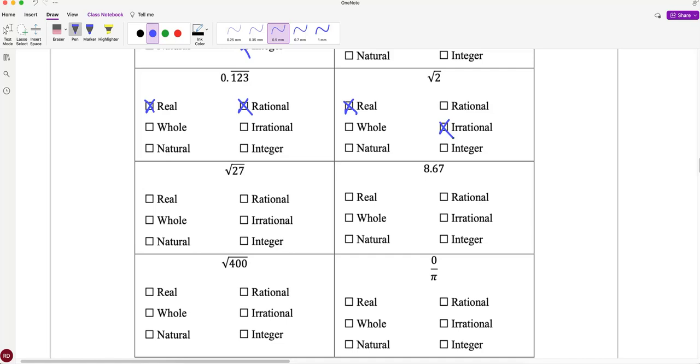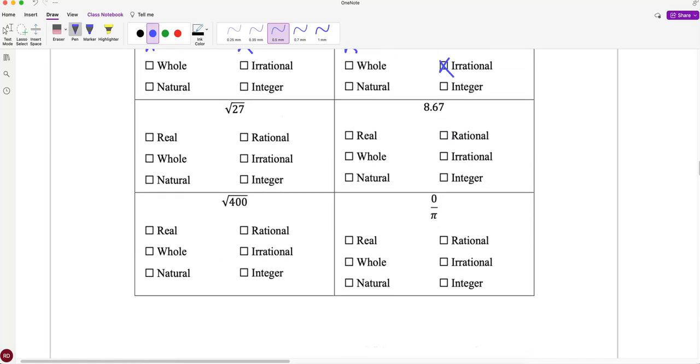The square root of 27. Well, the square root of 25, remember that's 5 times 5, but the square root of 27, that's not a perfect square. So this is real. It's not a whole number. It's not a natural number. It's not rational because it's not a perfect square. It's an irrational number.